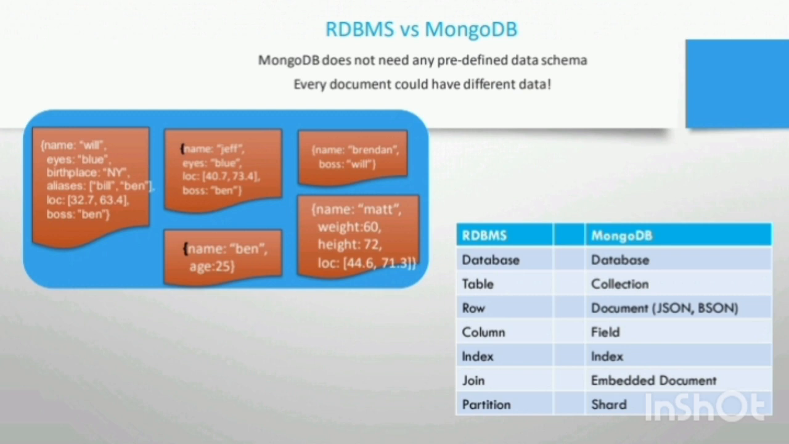Arbiters. In replica sets, arbiters are nodes that participate in the election process but do not store data. They help prevent split-brain scenarios, where two nodes believe they are the primary, by providing an odd number of nodes for voting. Replica sets in MongoDB are a robust solution for ensuring high availability, data redundancy, and fault tolerance.